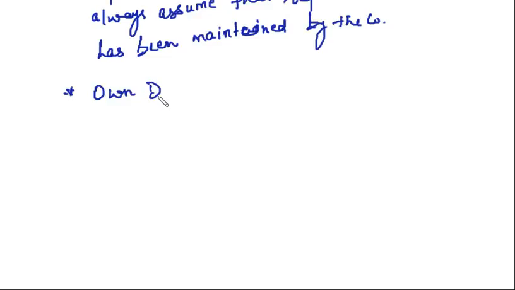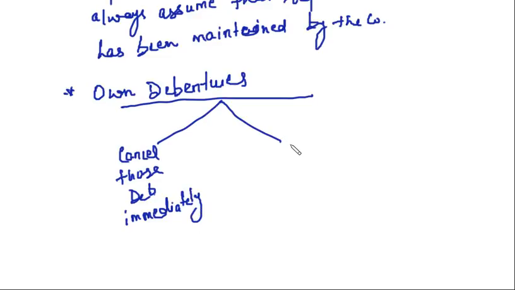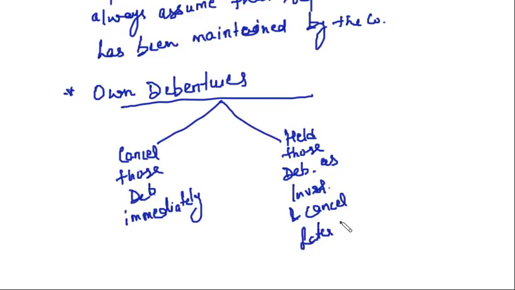Own debentures can be treated in two ways. That means you have bought your debentures from the open market. Then what to do with those debentures? Either cancel those debentures immediately, or hold those debentures as investment and cancel later on. So when you have bought your own debentures from the market, there are two options. One is you can cancel those own debentures immediately.